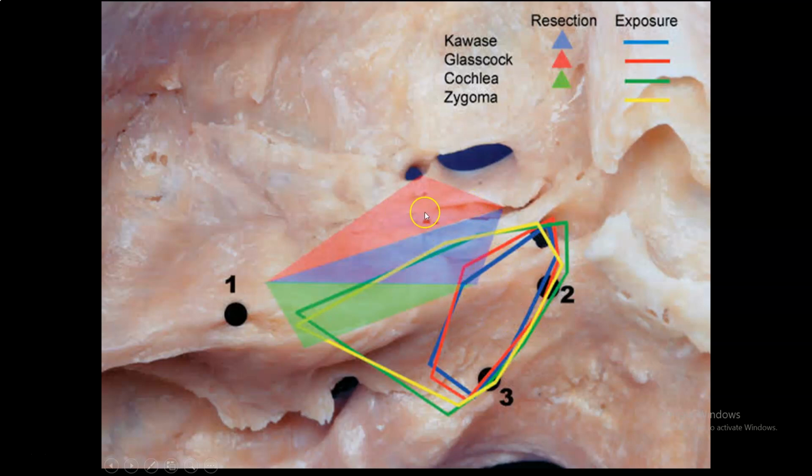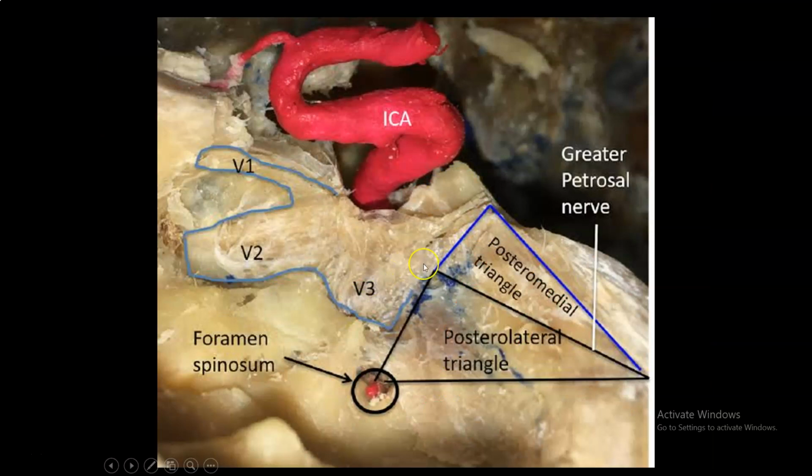When you remove this bone in the middle fossa, you expose the internal carotid artery on its way to the cavernous sinus. So, Glasscock's, Kawasi. This is the cochlea, more lateral. Triangles, posteromedial triangle of Kawasi, posterolateral triangle of Glasscock's.